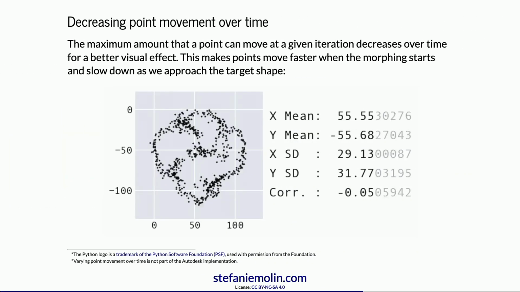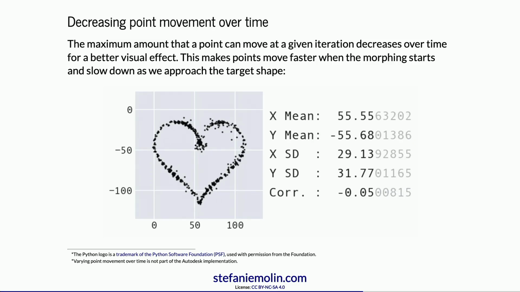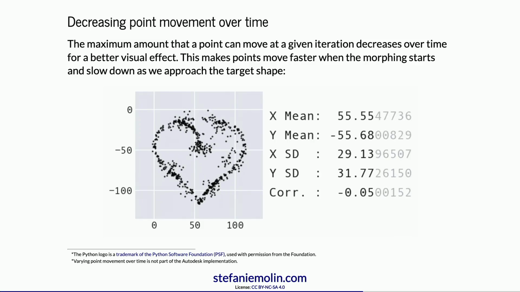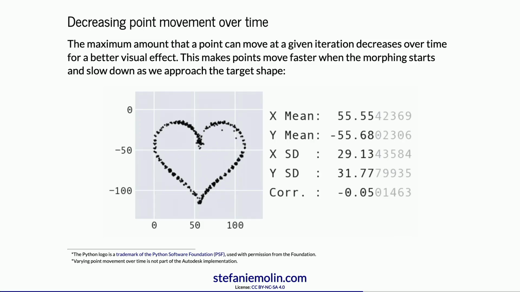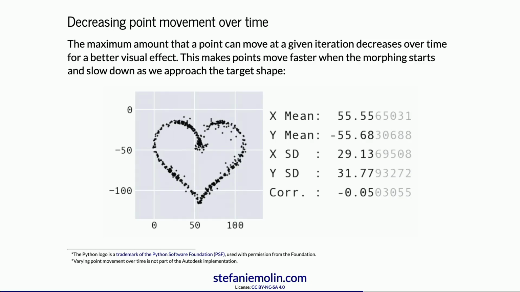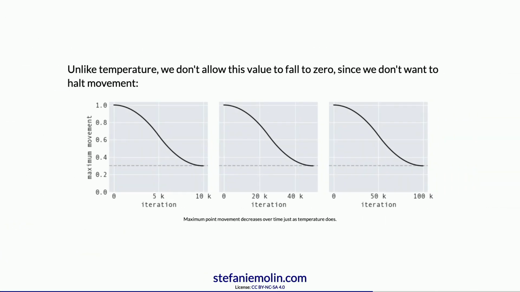So one thing I added on top of that is applying that logic to how fast the points are moving. So I decrease the amount that they move over time. And this gives the visual effect of the points scurrying away at the beginning and then slowly settling in as they get towards the shape at the end. And again, this uses a very similar process to the temperature, but the exception is that we cannot let this go to 0 because then effectively nothing would happen and you're wasting processing time with those iterations. So this decays to a smaller number.